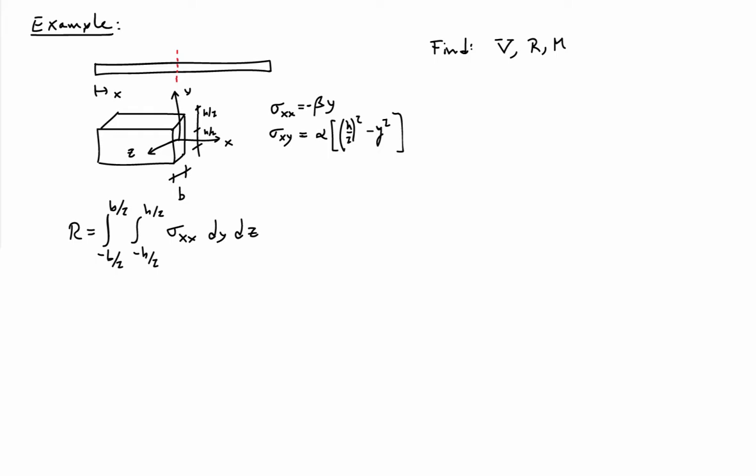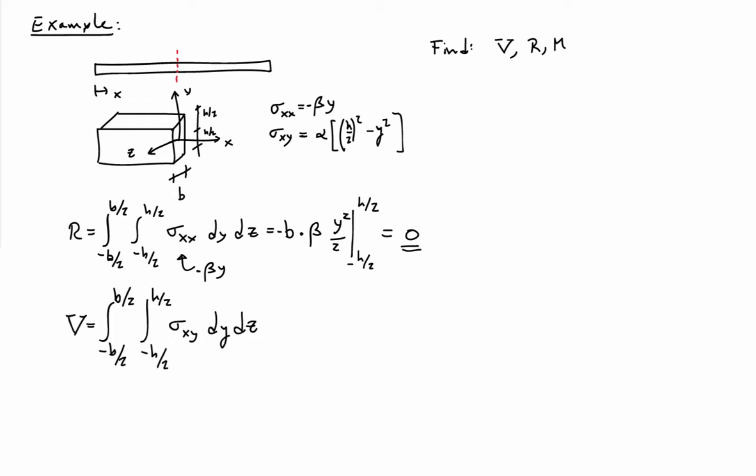It's an integral over the cross-section of the beam, so that's a double integral. Minus b over 2 to b over 2 in the z direction, and from minus h over 2 to h over 2 in the y direction. And we integrate sigma xx to give us that resultant force. If I plug in sigma xx, that's minus beta y, so when I integrate y, I get y squared over 2, and I evaluate at the limits, minus h over 2 to h over 2. If I do that, I'm simply going to get 0 in this case. So the resultant force R for this stress distribution, which is a common stress distribution, is actually 0.